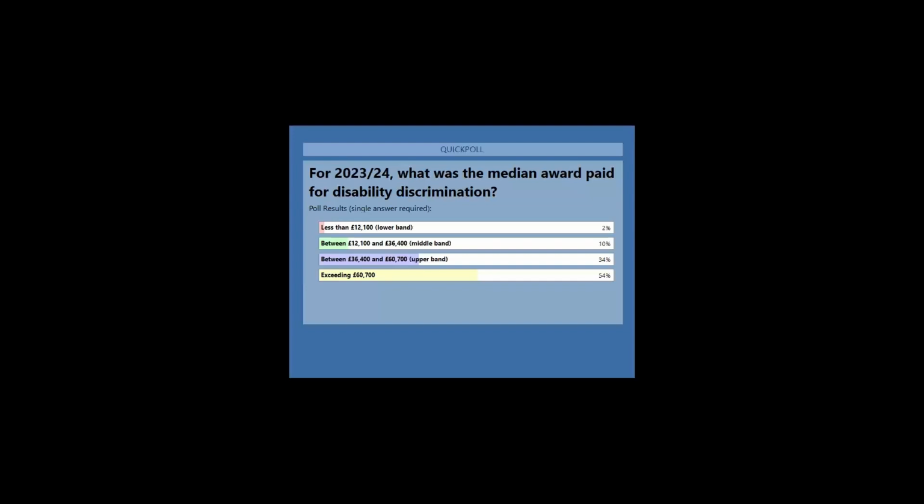So most of you believe exceeding 60,700 as the median. Abby, can you just clarify the number for me, because I haven't got them in front of me at the moment? Sure. The disability, 17,218. Wow. Yeah, so all big numbers.